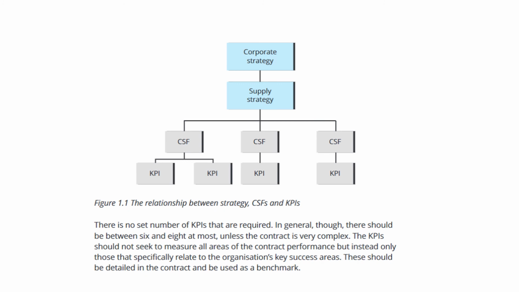There's no set number of KPIs that are required. In general, though, there should be between 6 and 8 at most, unless the contract is very complex. The KPIs should not seek to measure all areas of the contract performance, but instead only those that specifically relate to the organization's key success areas. This should be detailed in the contract and be used as a benchmark.